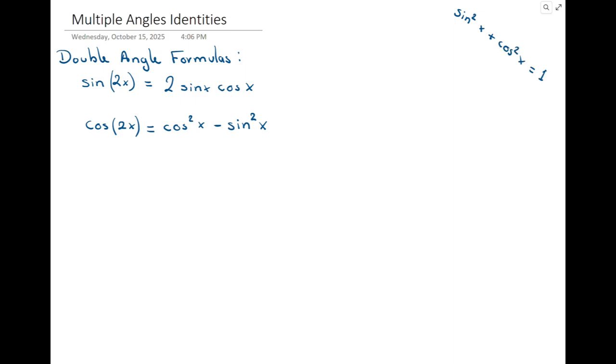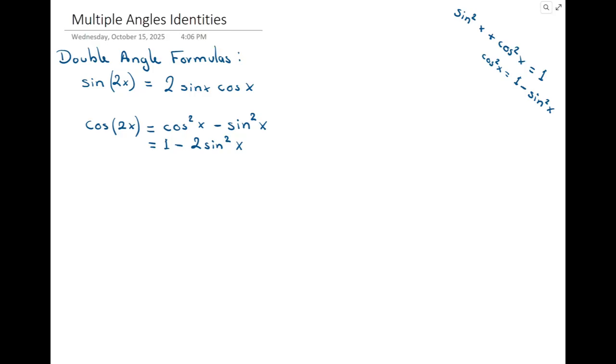So if I wanted to, and if I replace this cosine squared with, so cosine squared x is the same thing as 1 minus sine squared x, right? That's just rewriting that Pythagorean identity. Replace this cosine squared by 1 minus sine squared. You would have 1 minus sine squared minus sine squared. So this will be the same thing as 1 minus 2 sine squared of x. So that's the second version of it.